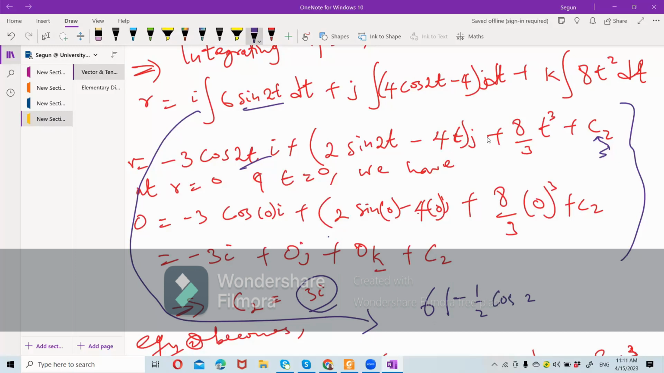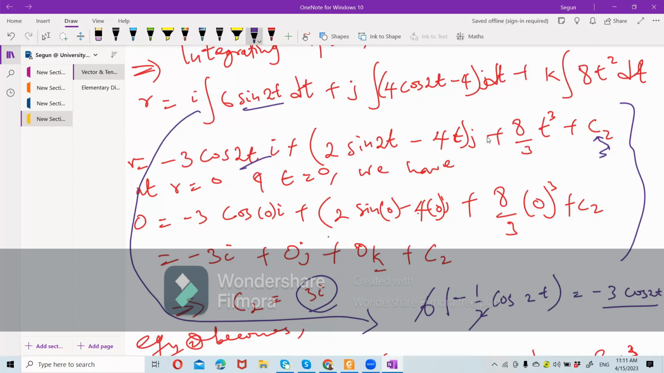Cos 2t. So this will go with this, so you have it to be minus, you have it to be what? Minus 3 cos 2t. That is it. And that is what we have here.